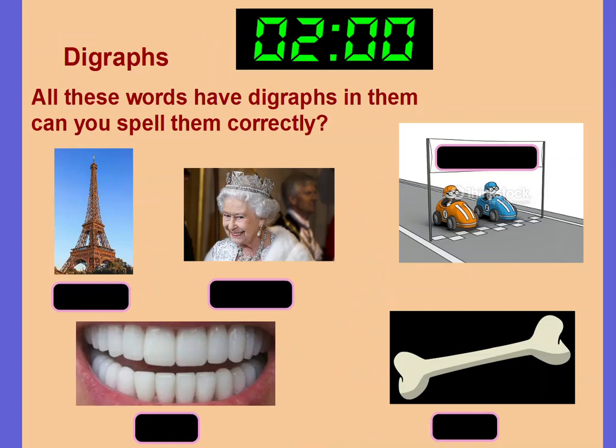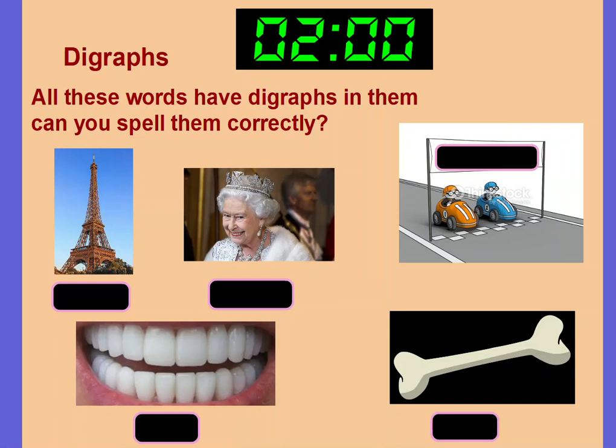Right, moving on, everybody. We are talking about digraphs today. A digraph is two letters that make one sound. Let me just show you that to remind you. Two letters that make one sound. That is what a digraph is, and it's most important to our spellings today.